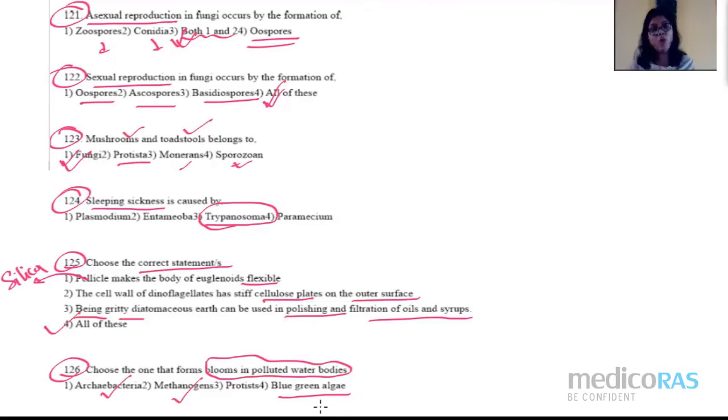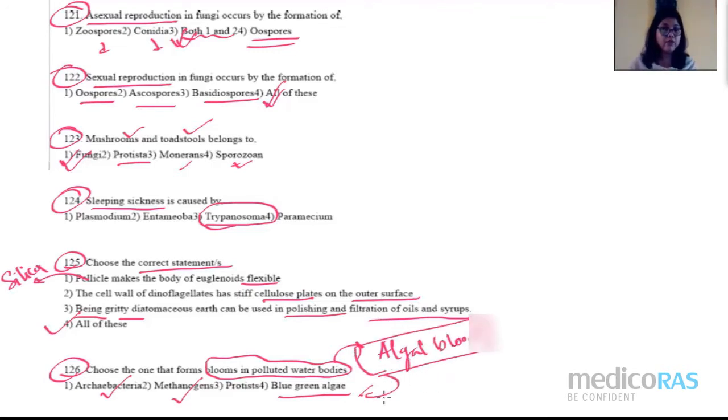Though it is under monera, algae somewhat can bloom, right? So this actually causes what? Algal bloom. So in algal bloom, what type of organism is mostly present? If it is from kingdom monera, then the answer is blue-green algae. So the correct option is option number 4. Okay, so let's see the other questions here then.